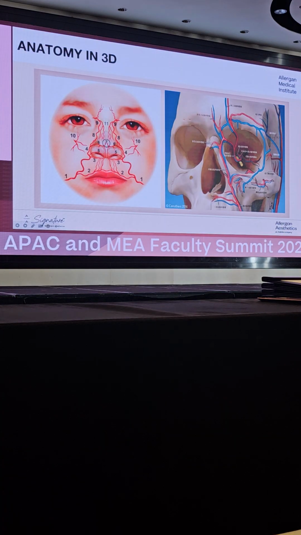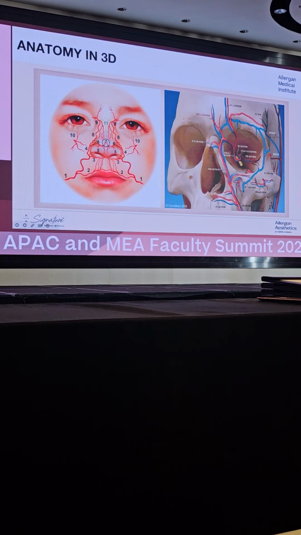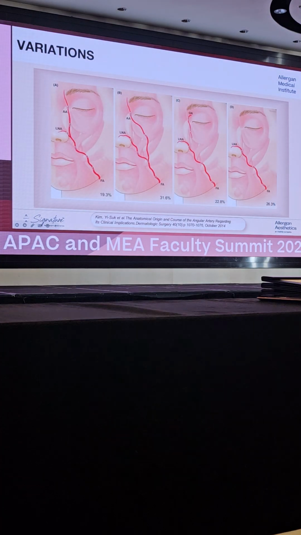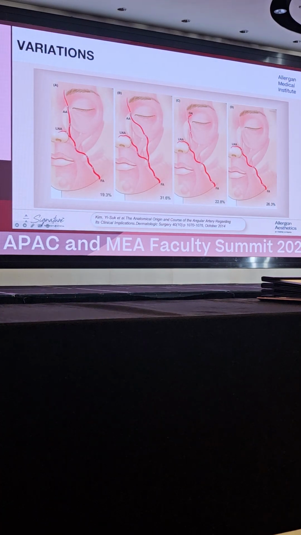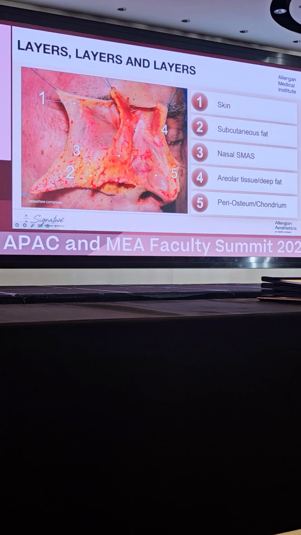Take the nose, for example. It is very dangerous to do injections in the nose because of the vasculature and its communication with the intraocular vasculature, which could be the underlying mechanism causing blindness if you accidentally inject into the vessel. We can, of course, show our injectors all kinds of different variations in facial vasculature, but it would be much more helpful if we can also show them the safe layers of injection.